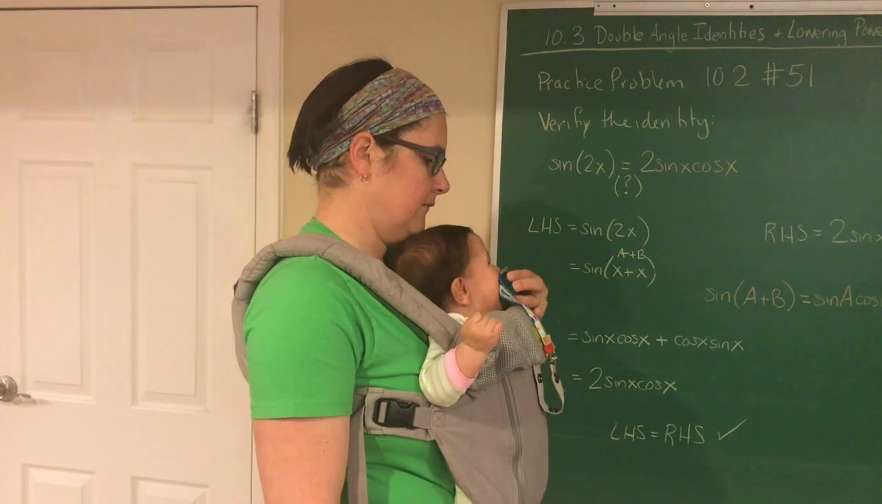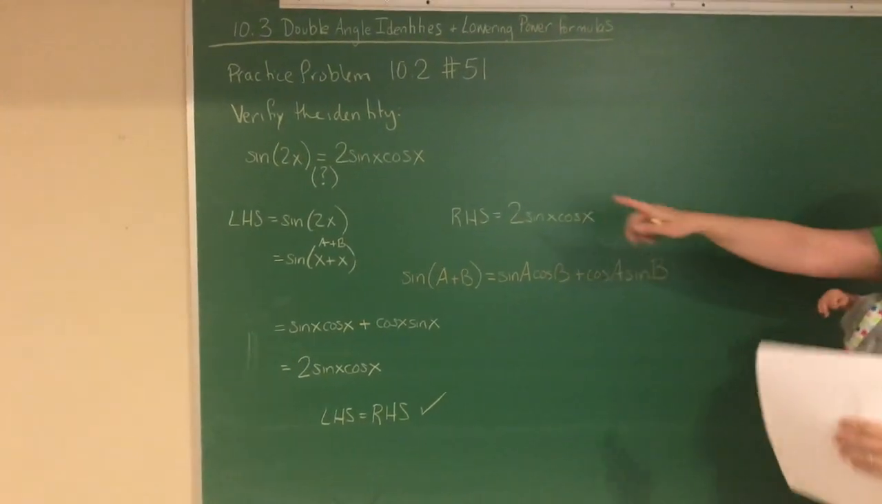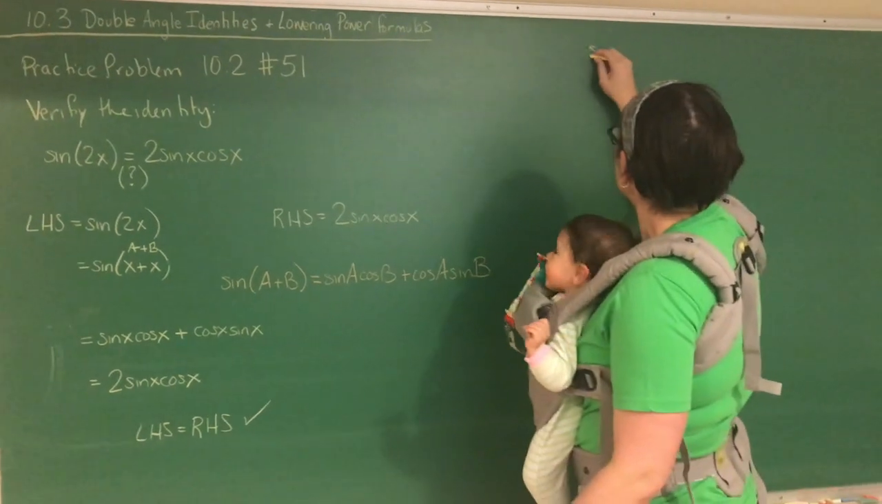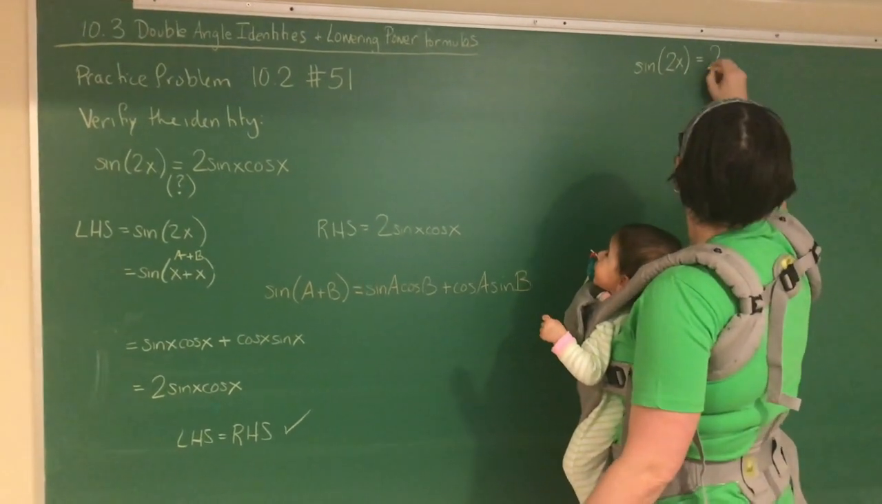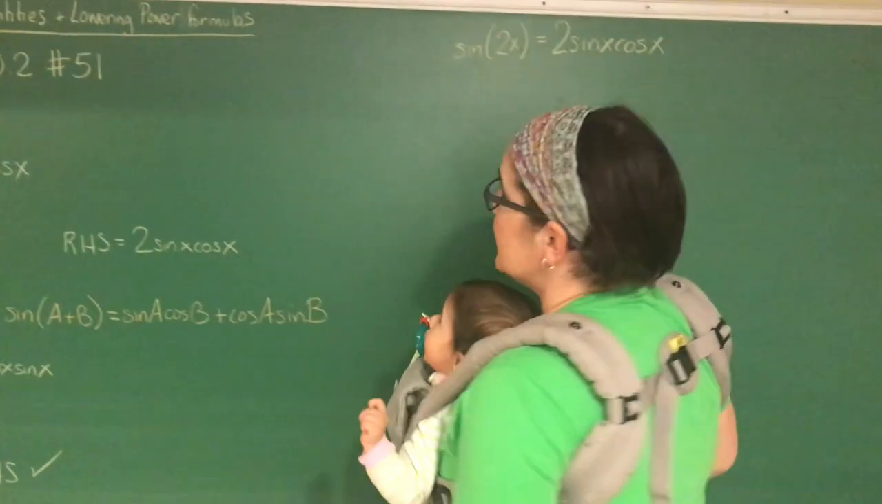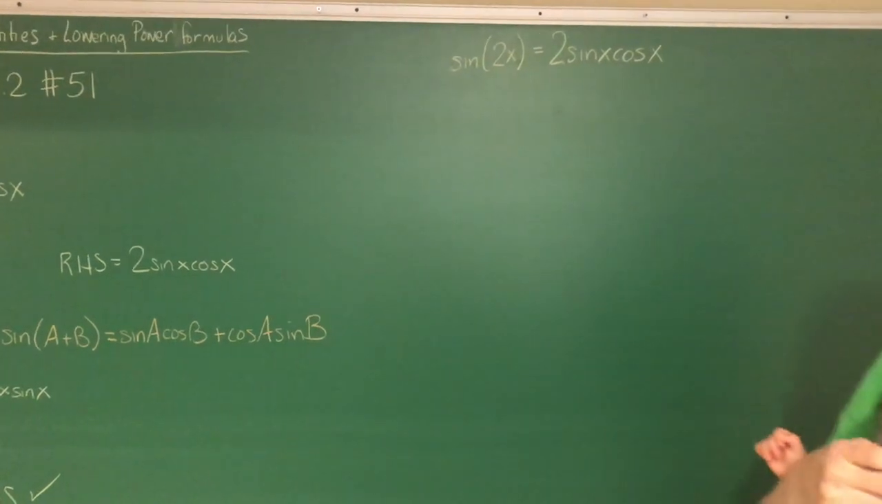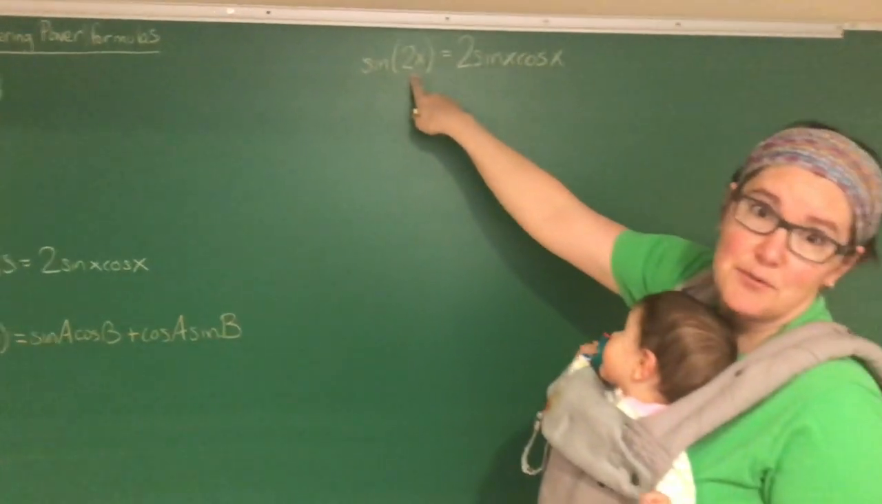Here, hold that. What I want to point out about this is that this identity, sine of 2x is equal to 2 times the sine of x times the cosine of x, is our first example of a double angle identity because we're doubling the angle inside the parentheses.